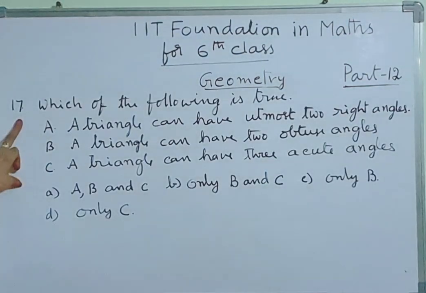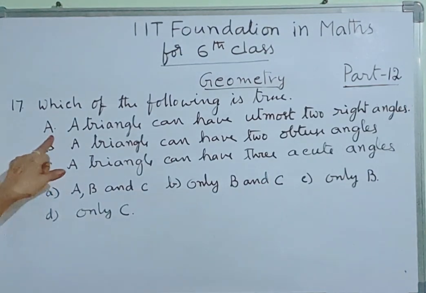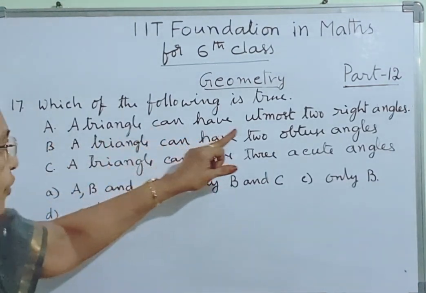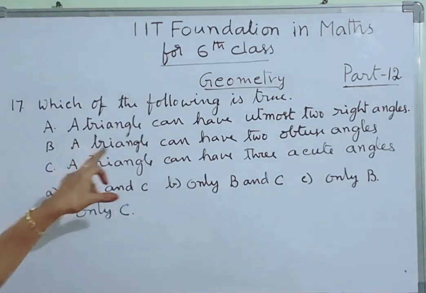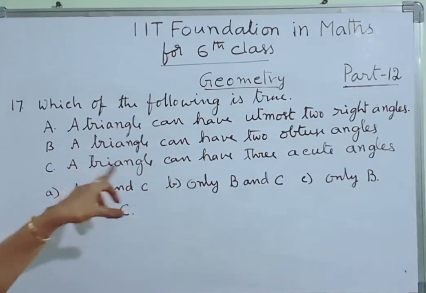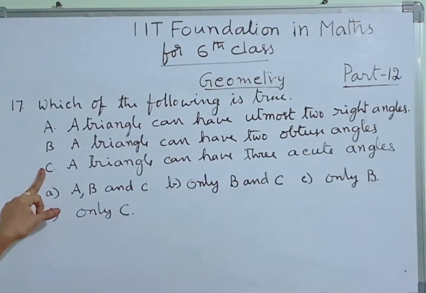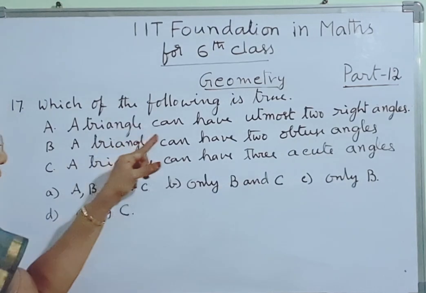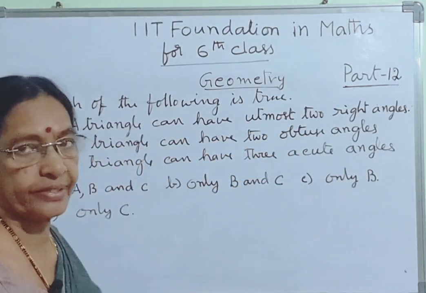The next, 17th. Which of the following is true? First statement, a triangle can have at most 2 right angles. Second, a triangle can have 2 obtuse angles. Third, a triangle can have 3 acute angles. 3 statements were given. First statement, a triangle can have at most 2 right angles.